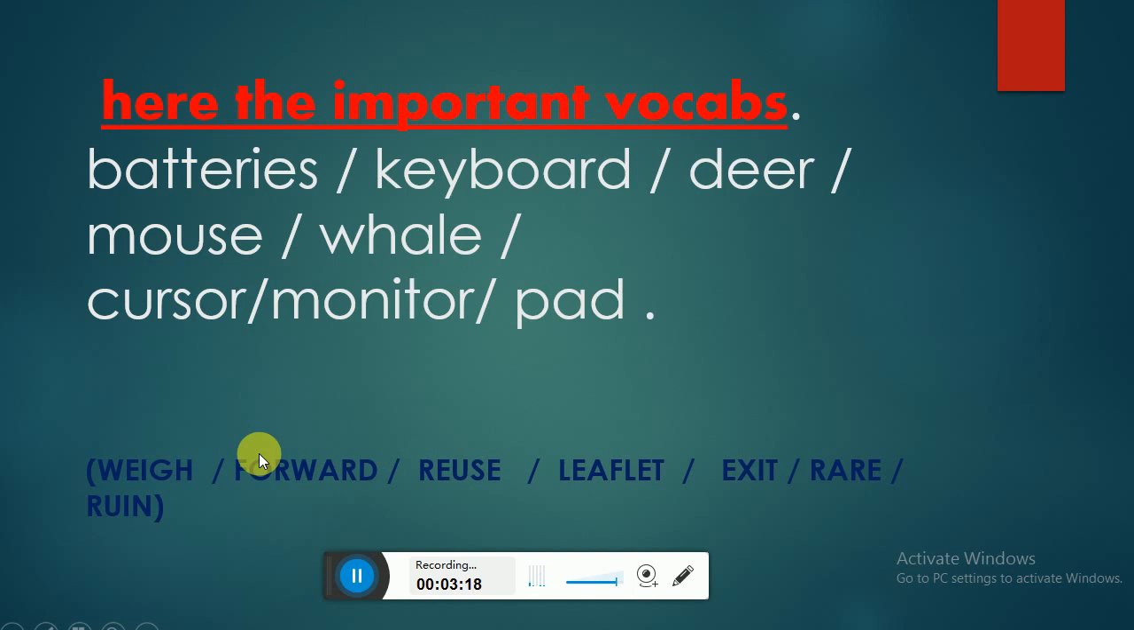Besides, we have some words here. They are very important also. Way, forward, reuse, leaflet, exit, rare, ruin. This will be very clear and obviously clear in completing the sentence according to the meaning by showing the next examples. Okay.